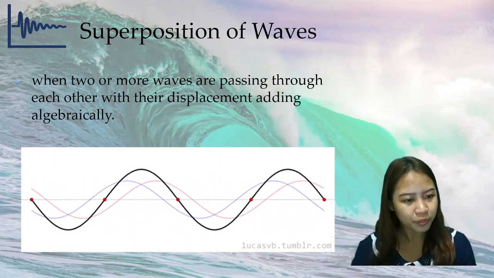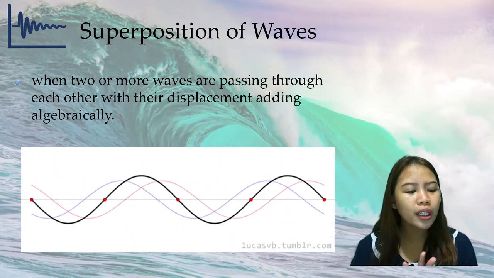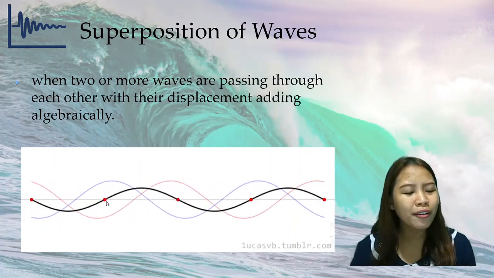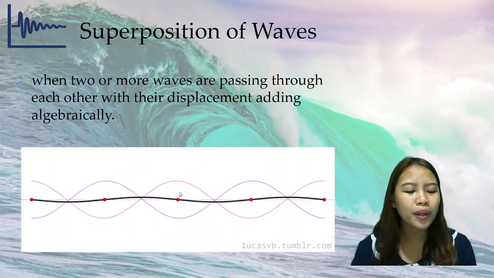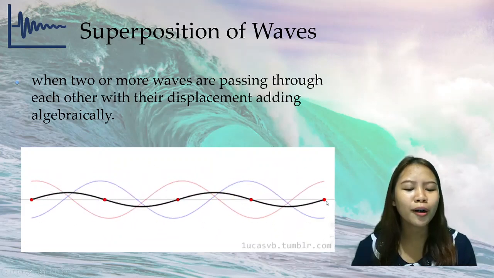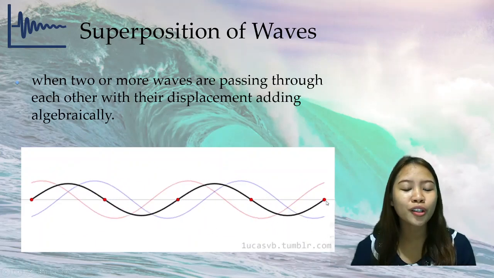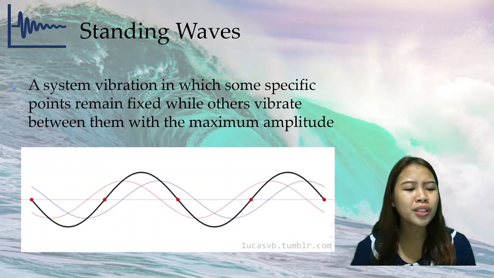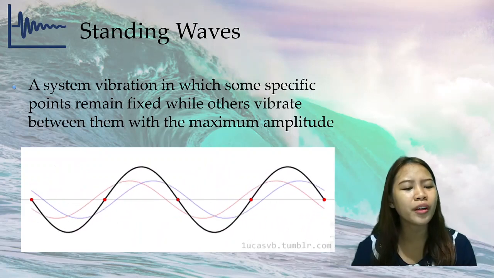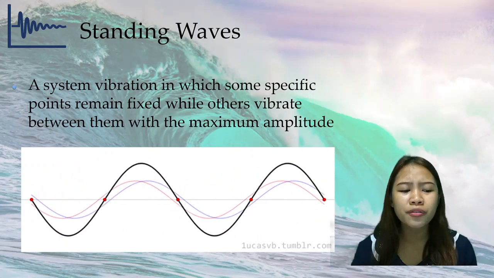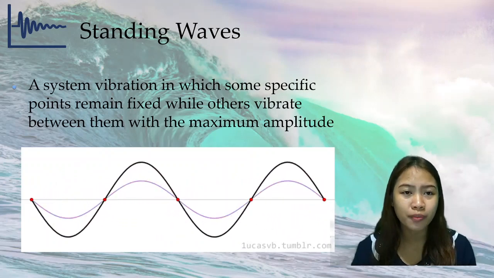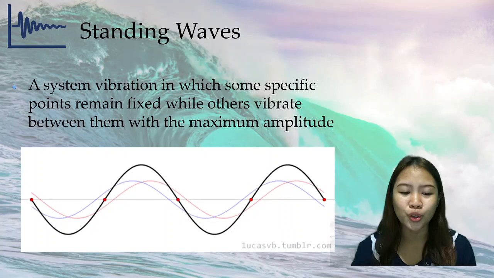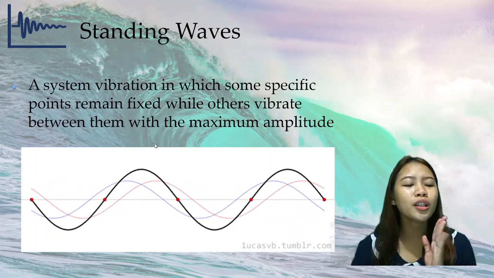Okay, so if you're going to take a look here at our illustration, the black wave is now considered to be the standing wave. When we say standing wave, there is a system vibration in which some specific points remain fixed, while the others vibrate up to the maximum amplitude. So it is considered to be the standing wave.